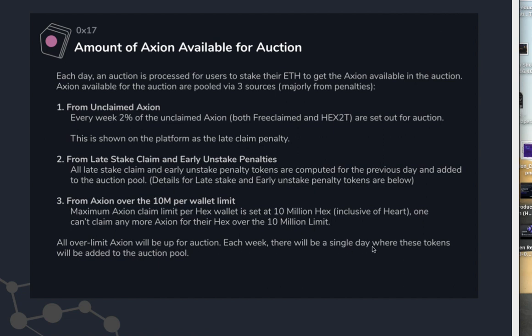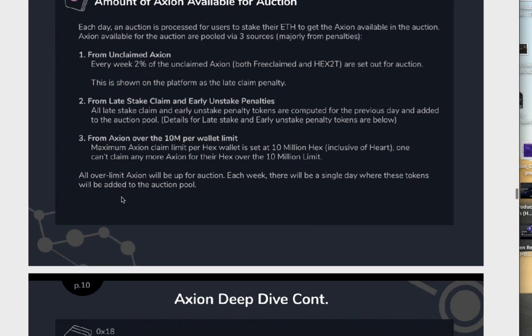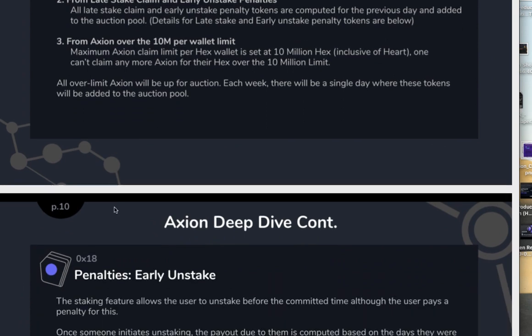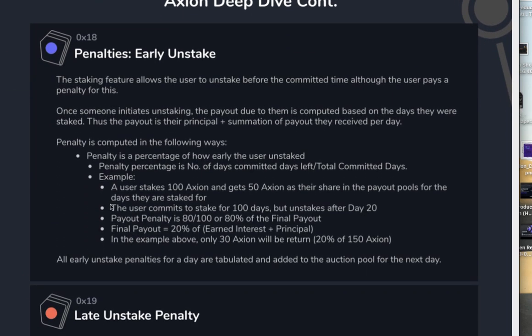Each week there will be a single day where these tokens will be added to the auction. So that helps to change the fluctuations that I was talking about earlier. So they'll be collected for that. So let's have a quick look at penalties, early unstake.